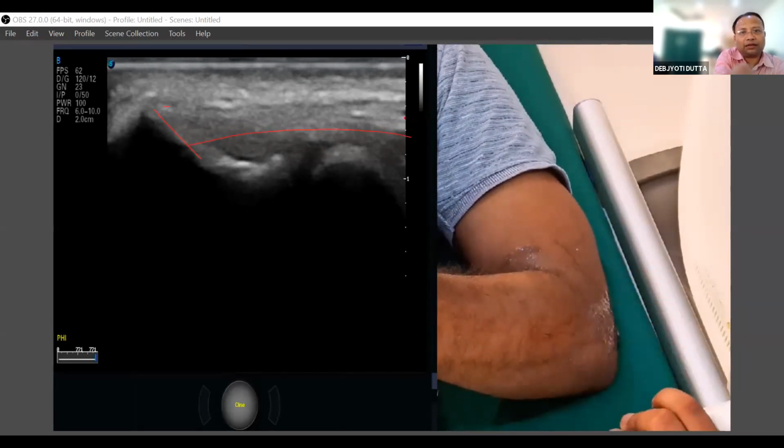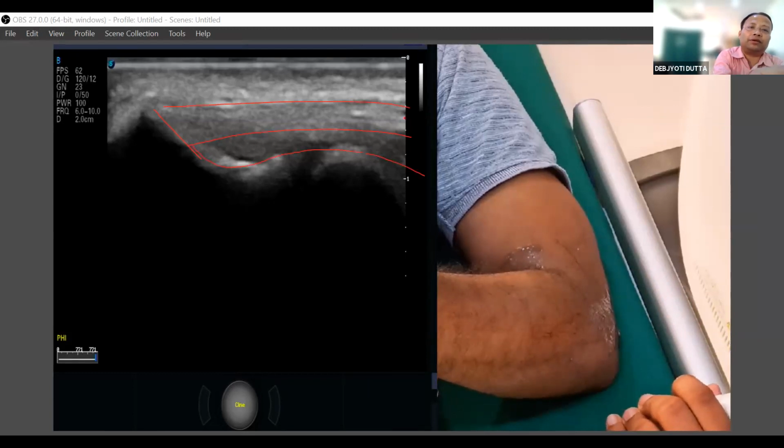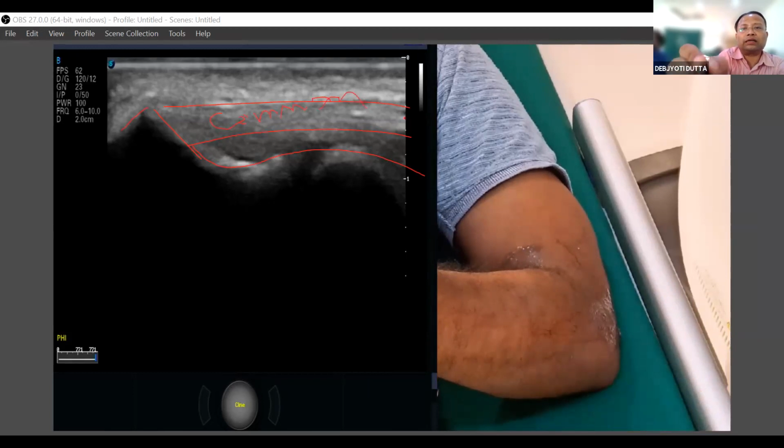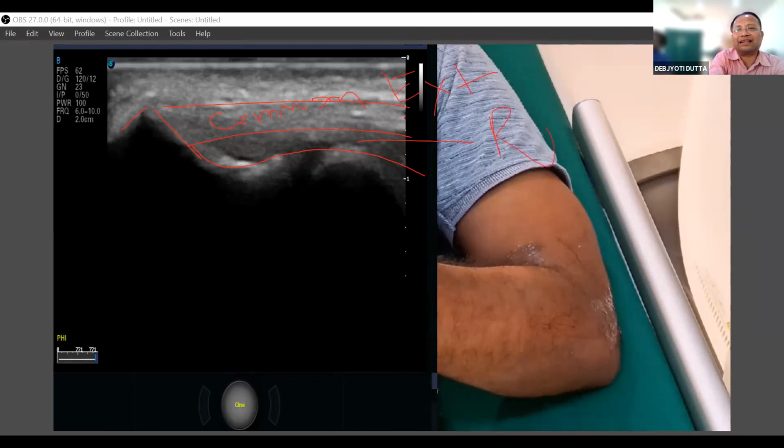Okay. So I have taken it medial, but this is clear. So the first part is the common extensor tendon and the lower part is the radial collateral ligament. Is this all right?